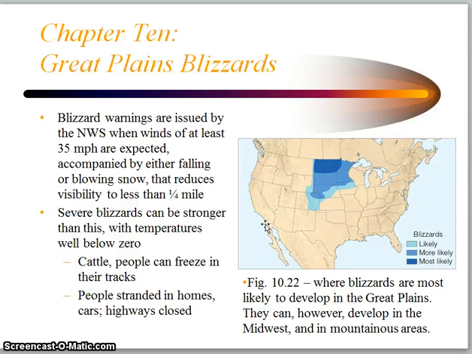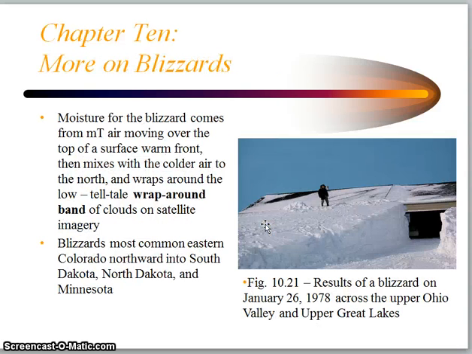This is very bitterly cold continental polar and continental Arctic air that can come down. Cattle and people can freeze in their tracks. People are stranded in their homes for days, maybe stranded in their cars, which is dangerous. Highways are closed. This map shows you areas in the Great Plains where blizzards are more likely to develop.